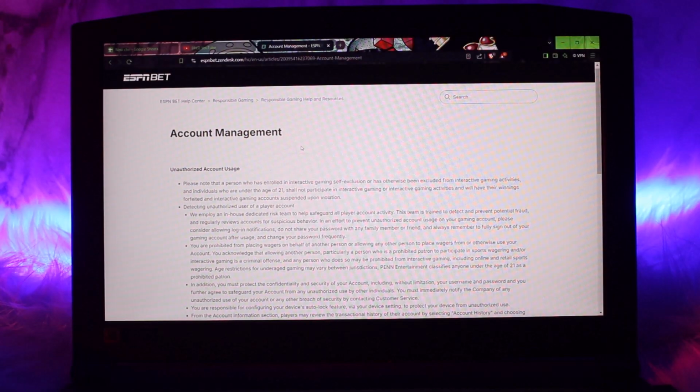If your ESPN Bet account has been suspended, the issue may be related to identity verification, location, account activity, or violation of terms and conditions. So in order to resolve it, what you need to do is understand the reason for suspension.